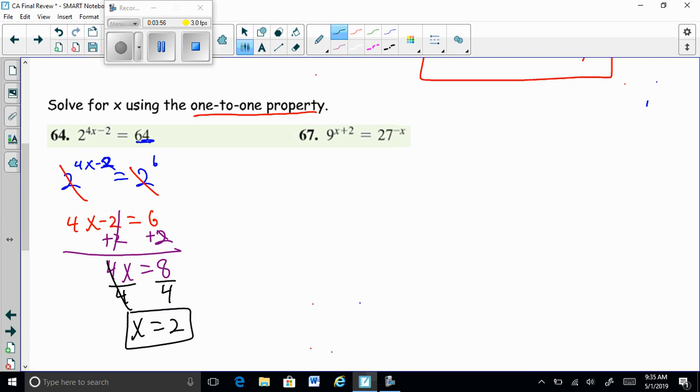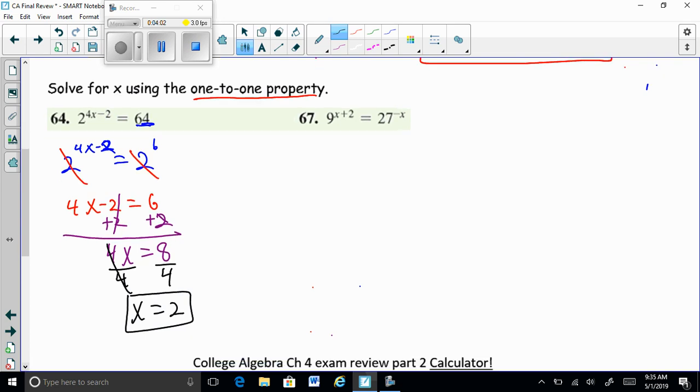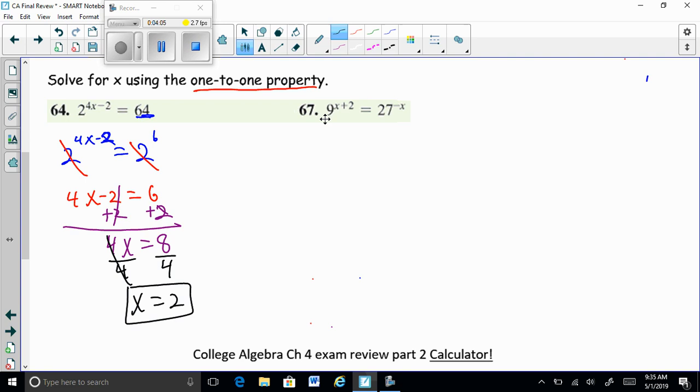All right, the next one requires a little bit more manipulation. What we're going to have to do here is adjust both bases. So right here, we're going to write this as 3 squared, but then it still has that other exponent, x plus 2. And then 27, we're going to write that as 3 cubed, and then you have the negative x up there.